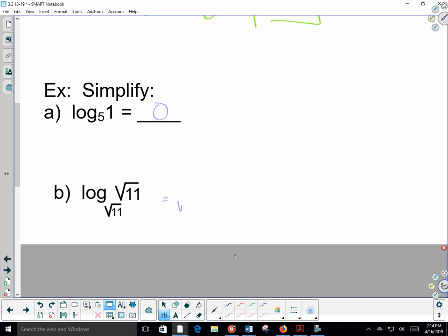Is this going to be square root of 11? No. Is it 1? Yes. Do people agree? Yes. Remember, that's because, take that base, square root of 11, raised to what power gets me square root of 11? And it would have to be 1. So that's our answer for that one.